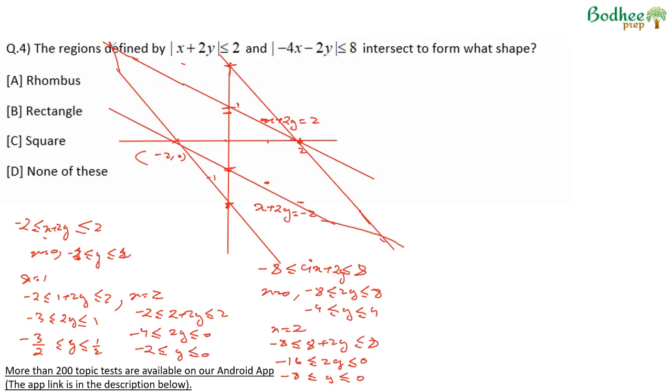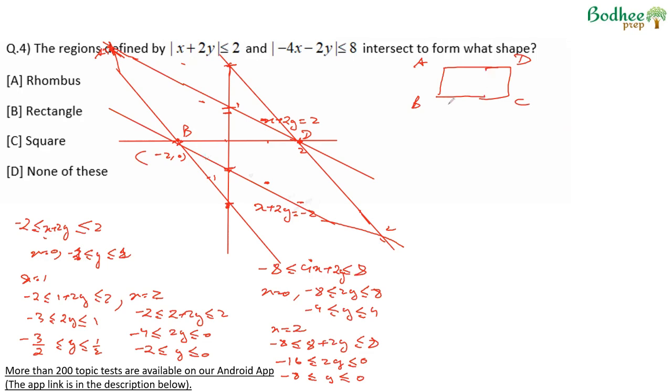So the region defined will be, suppose this is point A. From this point till here, which is point B, then till this point, which is point C, then till this point, which is point D. We are talking about ABCD. If we look at ABCD, whatever the shape is, we'll comment on that.